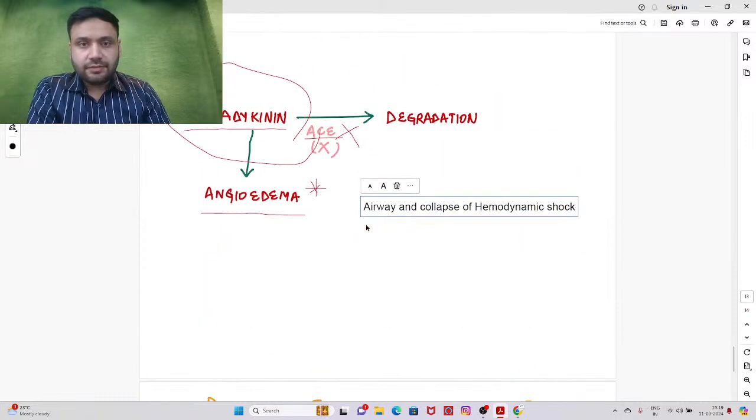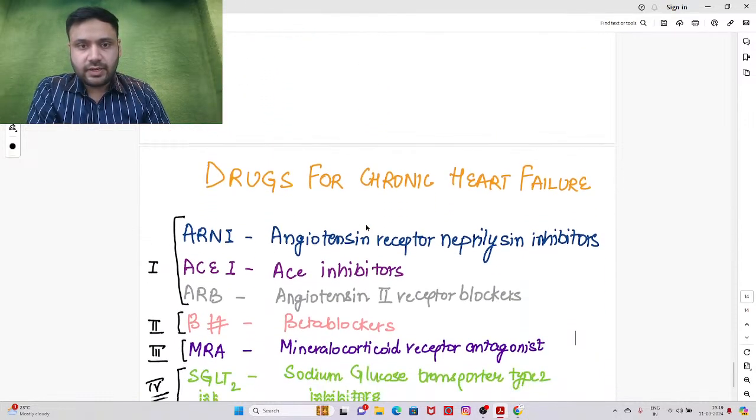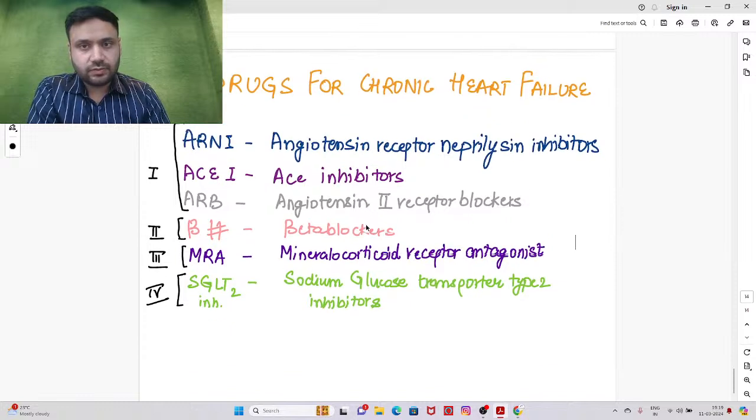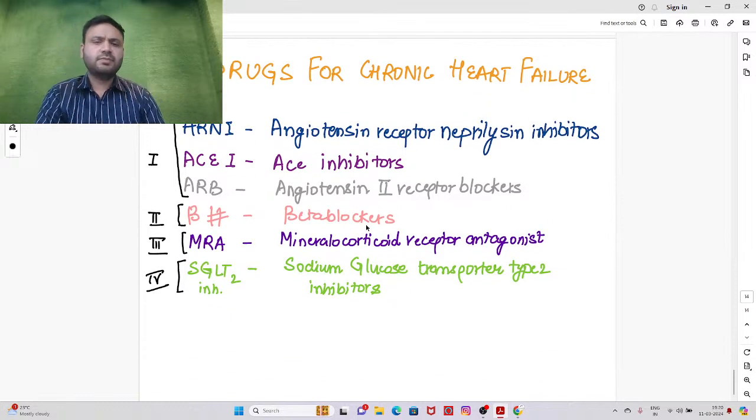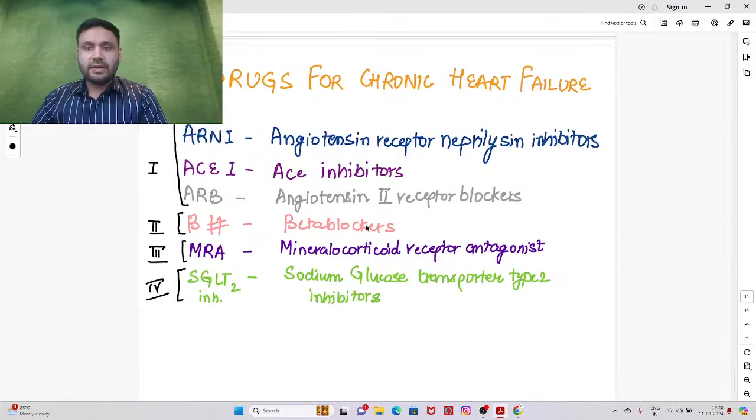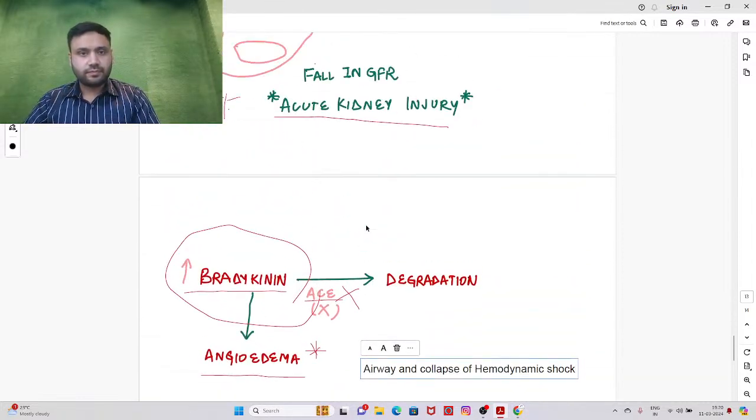So we are done with this, and let's review drugs for chronic heart failure. But before we do this, let's go back and review all of this.